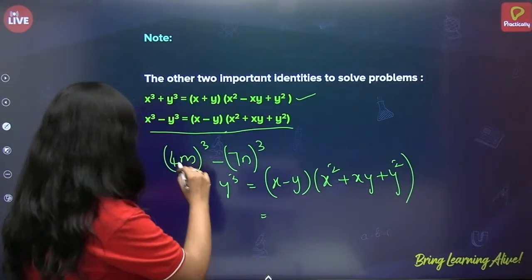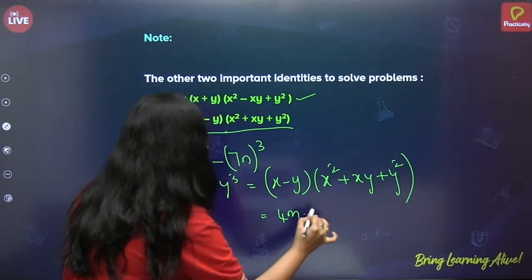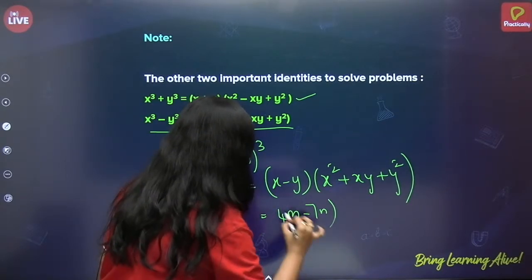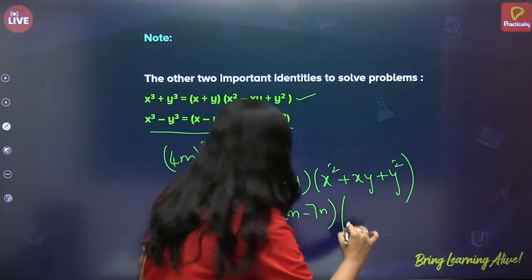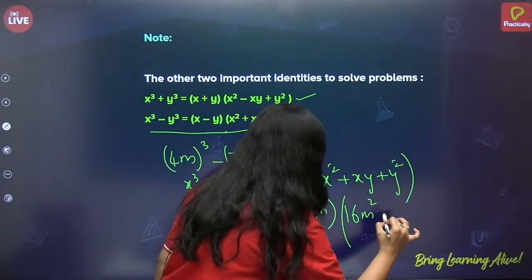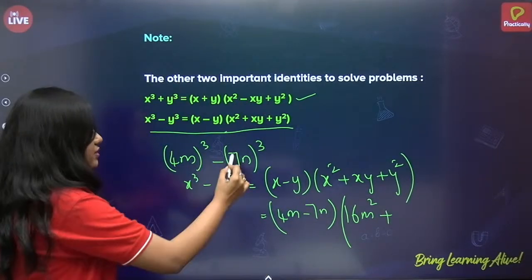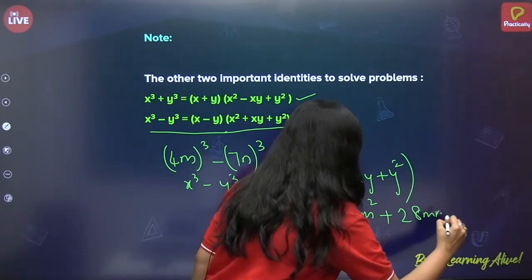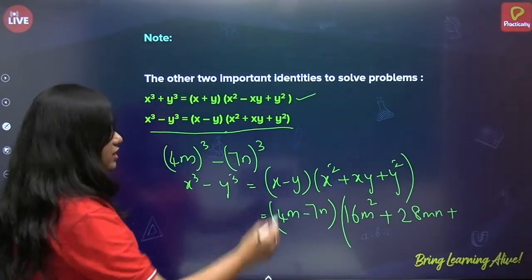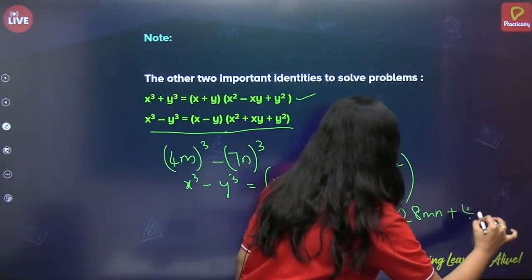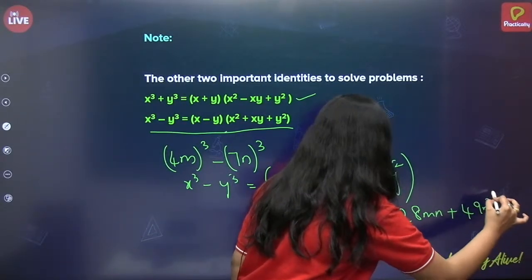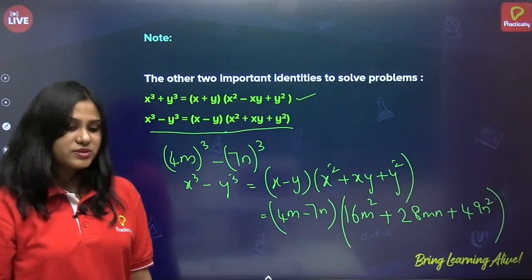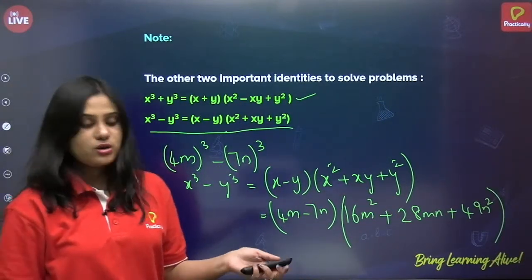Now what is x here? 4m minus 7n into 4m whole square, 16m square, plus x into y, 4 sevens are 28, 28mn, plus y square, 7n whole square, 49n square. Alright, it's very easy. Just apply the formula, okay? Next.